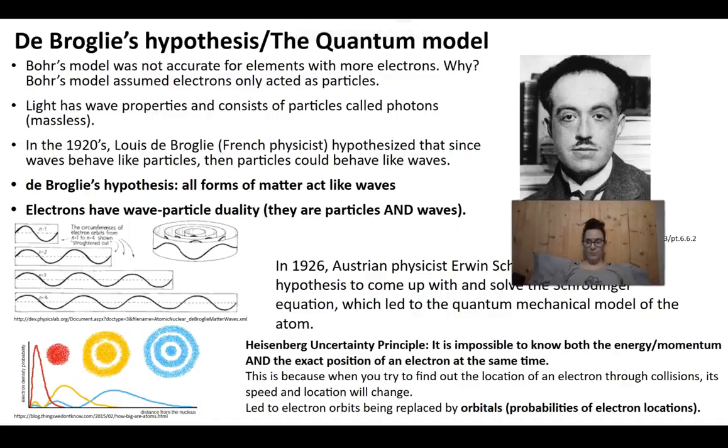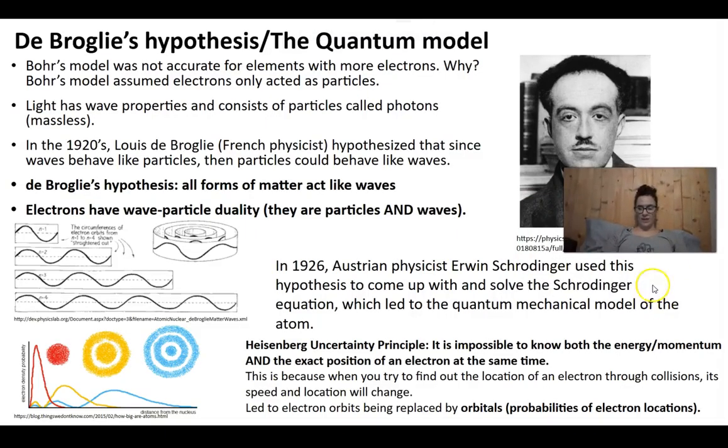So I wanted to give you a little bit more background information on this quantum mechanical model and how it was developed. So it started with de Broglie's hypothesis. In the 1920s, there was a French physicist, Louis de Broglie, and he hypothesized that since waves behave like particles, then particles could also behave like waves. So therefore, the Bohr model, which came previously, wasn't accurate for elements with more electrons, because Bohr only assumed the electrons acted like particles and not waves.